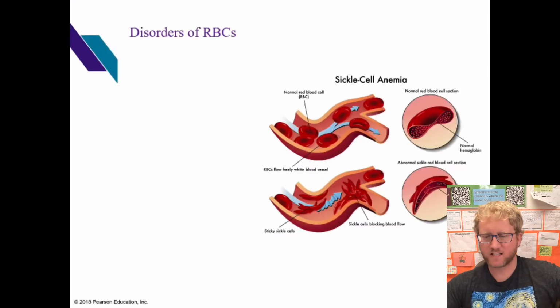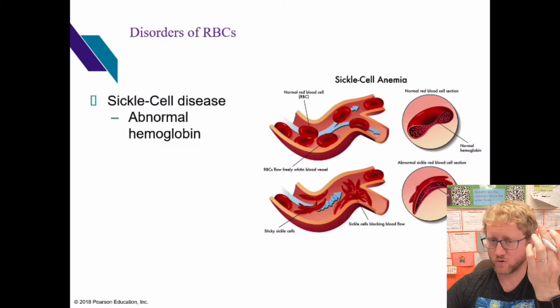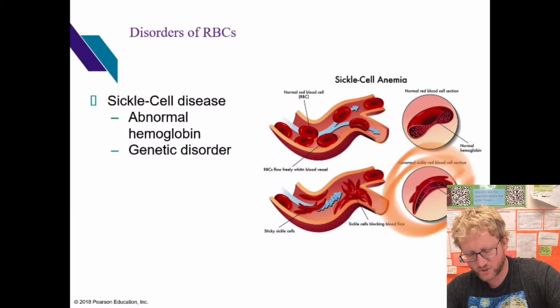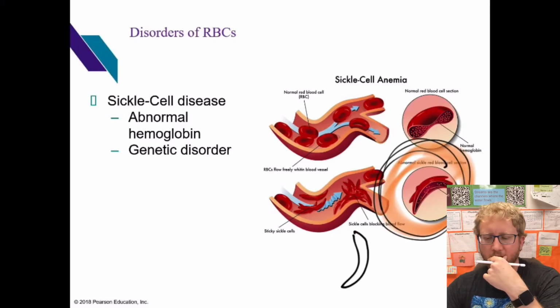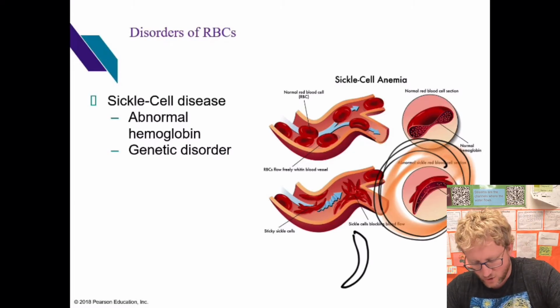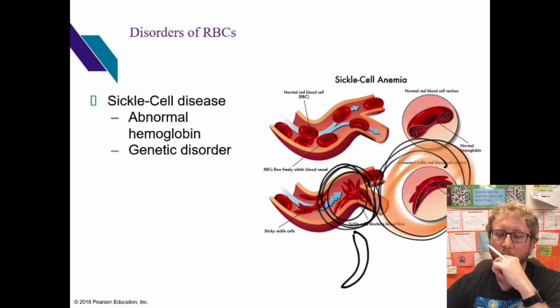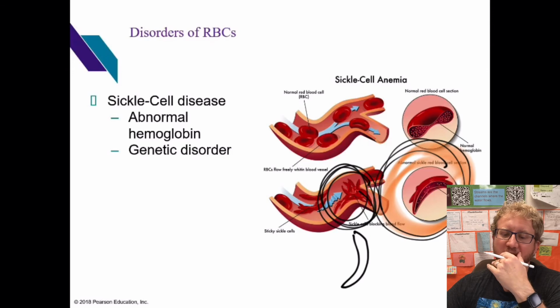Other disorders of the red blood cells include a disease known as sickle cell anemia. Sickle cell anemia is a genetic disorder characterized by abnormal hemoglobin. If you look at this picture right here, the hemoglobin actually changes the shape of the red blood cell into this sickle shape. It causes a lot of problems. If somebody has sickle cell anemia, these sickle cells will actually stick together and block blood vessels, not allowing blood to pass through. It's a very difficult disorder to live with. It's not impossible, but it's very difficult.